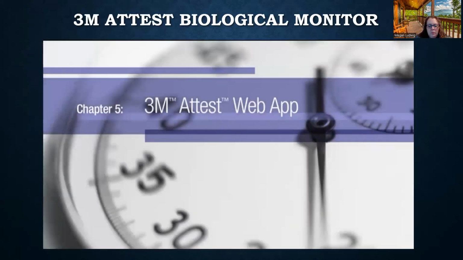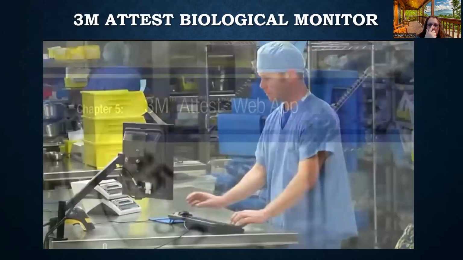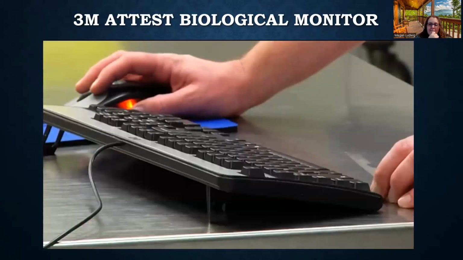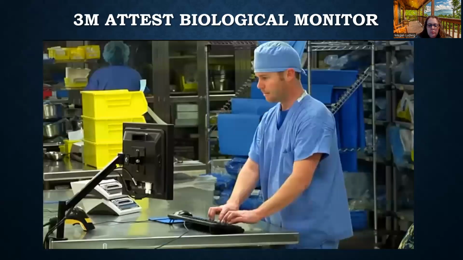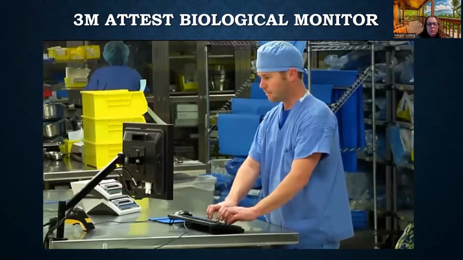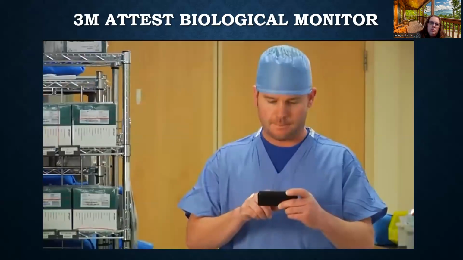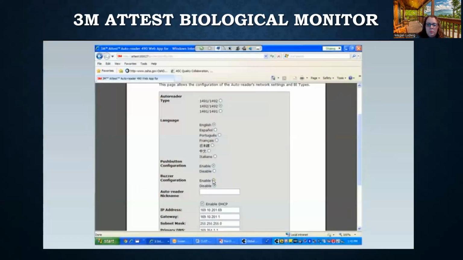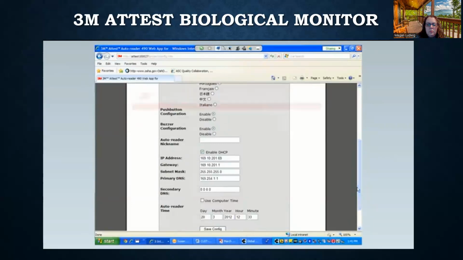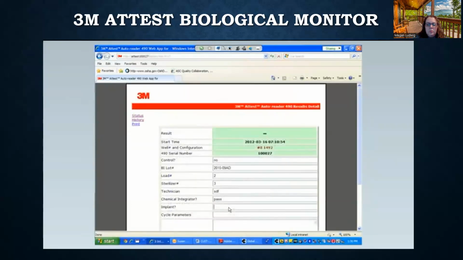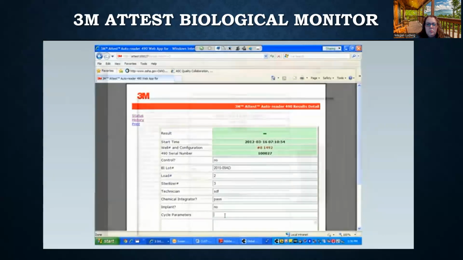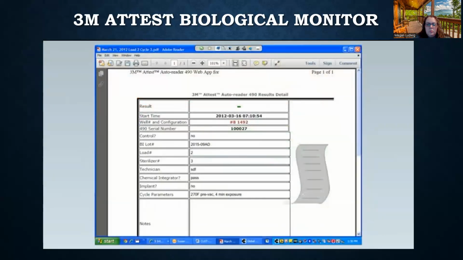The 3M A-Test Auto Reader 490 offers additional functionality online. Once you connect to the A-Test web app, you can remotely view the current status of incubating BIs using a computer or smartphone. The web app also allows you to remotely view and configure A-Test Auto Reader 490 settings, view results for the last 100 BI tests, save records for your electronic files, and print records for your paper files.